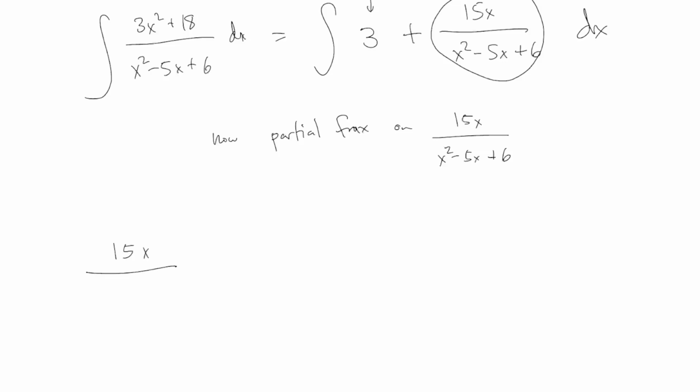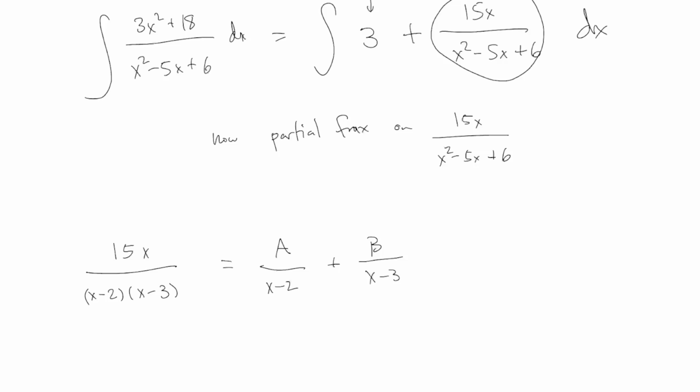So I'm going to write 15x over, factor on the bottom. Can someone tell me what you get for the factors there? Minus 3 and minus 2. Yeah, excellent. Crushing it, as my buddy Nick would say. All right, x minus 2 and x minus 3. Now, this is how we do the partial fractions. I want to write this as A over x minus 2 plus B over x minus 3, right?